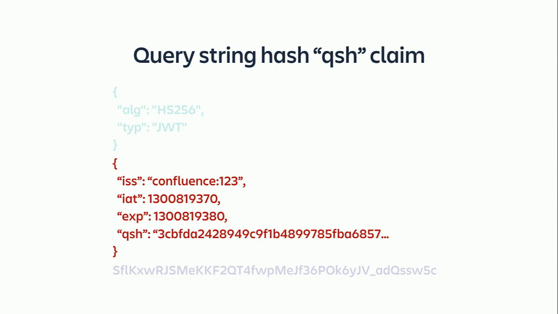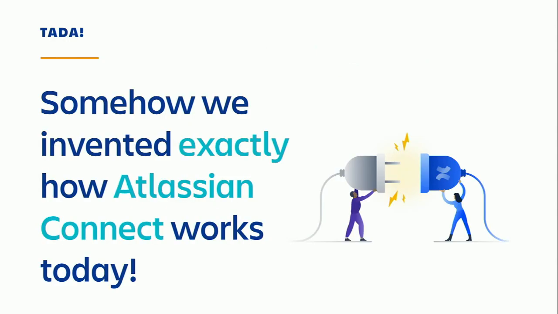A quick note, this is the first non-standard field we've used, the first non-standard claim. This is something that Atlassian does. Maybe someone else does as well, I'm not sure. And that's it. That is our entire JWT token that we can use to prove that it came from a trusted sender, that it hasn't been tampered with, that it will expire, and that the request has come through with integrity. Somehow, we have invented exactly how Atlassian Connect works today.